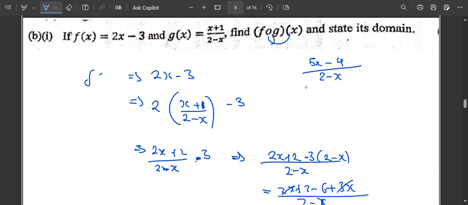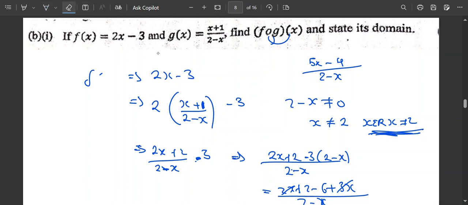So to find the domain now, we are just getting what is down here. You say the denominator is not equal to 0. So we say 2 minus x should not be equal to 0. If we solve for x, that will be positive 2 because the negative there will cancel. So x is a member of all real numbers, but x should not be equal to 2. This is the domain that you are supposed to write.